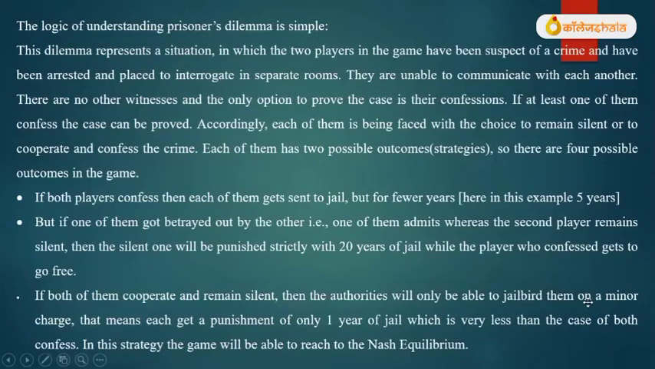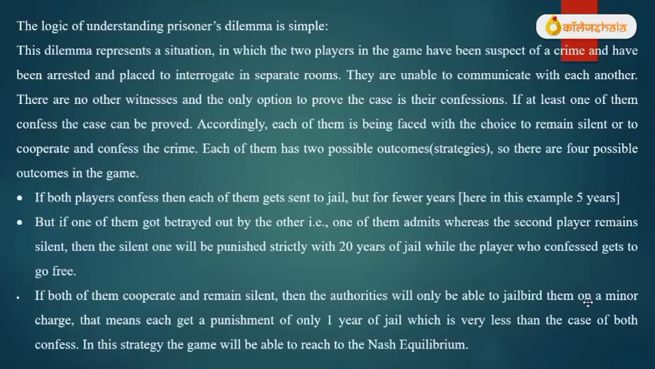This dilemma represents a situation in which the two players in the game are suspects of a crime and have been arrested and placed for interrogation in separate rooms. That means they are unable to communicate with each other. So the interrogation is started and they cannot communicate with each other. There are no other witnesses, so the only option to prove their crime is their confession. That means if they confess, only then can the case be proved. If at least one of them confesses, the case can be proved.